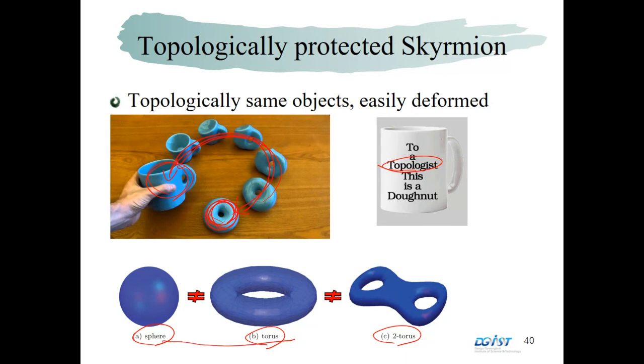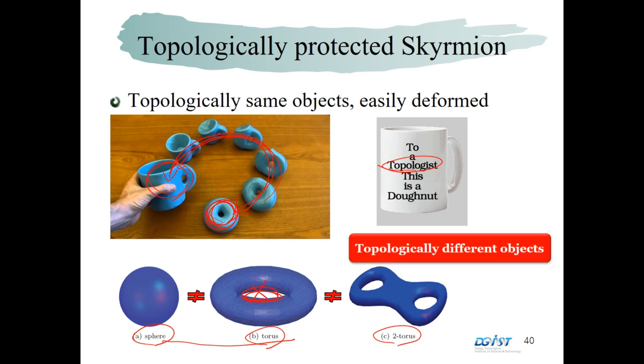But from the sphere to the torus, we need some kind of breakdown, we should make a hole. So they are not topologically the same. So the topological number must be conserved. So when we form the skyrmion, they have some topological number, and to change that kind of number, we need a lot of energy. So that's why the skyrmion must be stable.